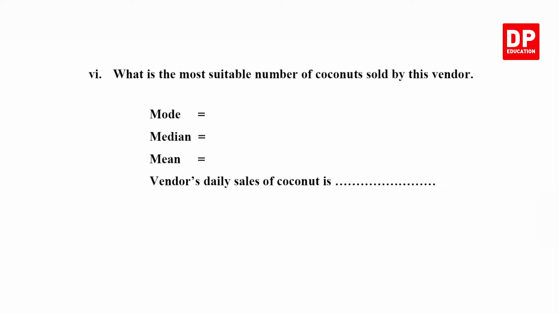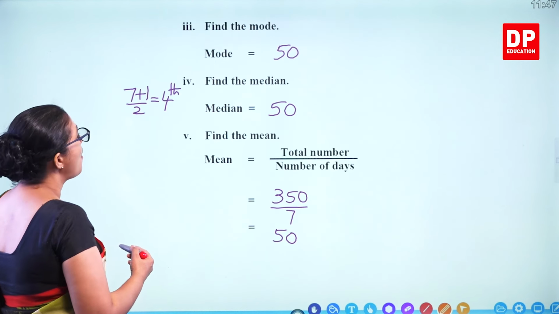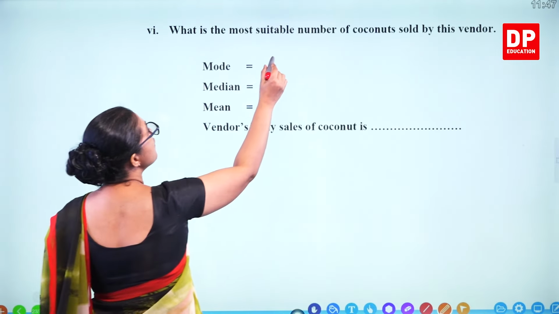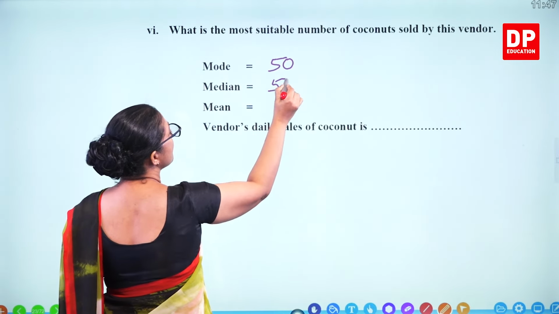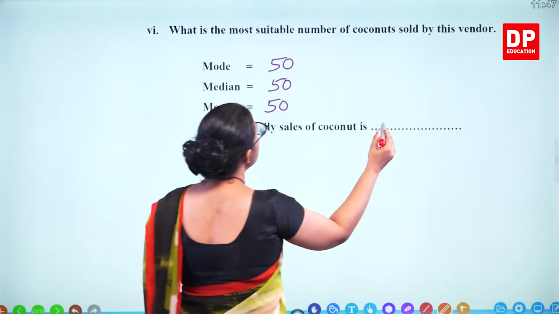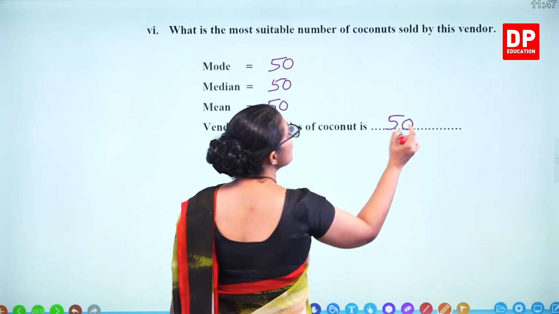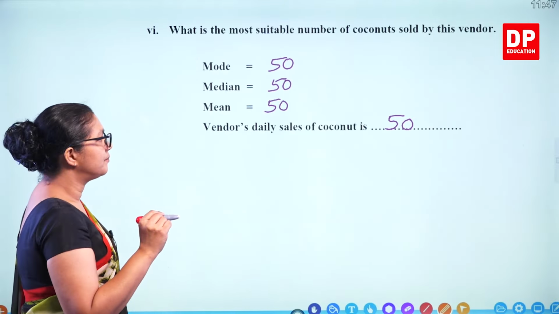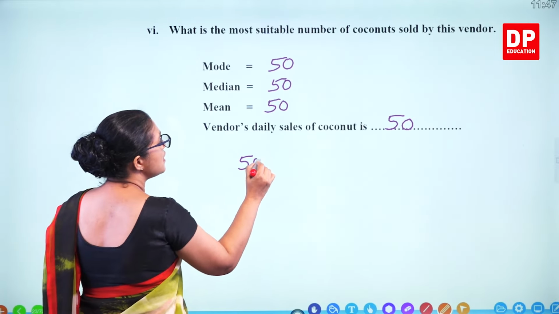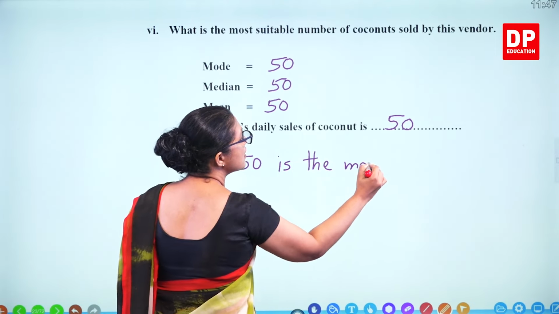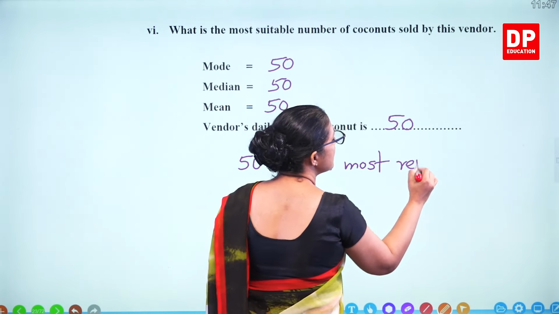So what's the most suitable number of coconuts sold by this vendor? We got mode 50, median 50 and mean 50. So vendor's daily sales of coconut is 50 coconuts. So that's the most representative number. So you can write 50 is the most representative number.